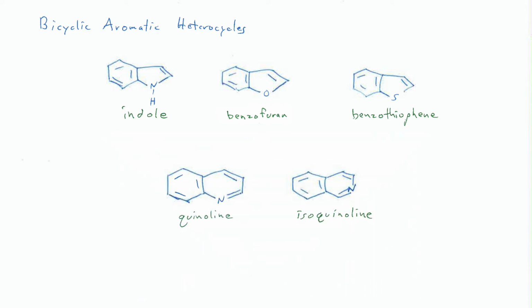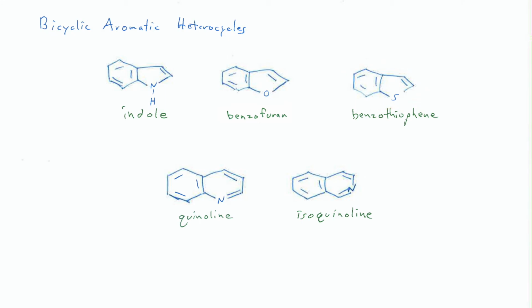Next, we've got a benzene ring fused with a furan, and this is called benzofuran. These aren't nearly as common as the indole system, but it's still fairly common. And then lastly, we've got a benzene ring fused to a thiophene, and this is simply called benzothiophene.